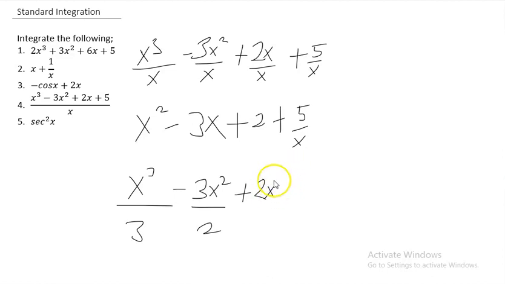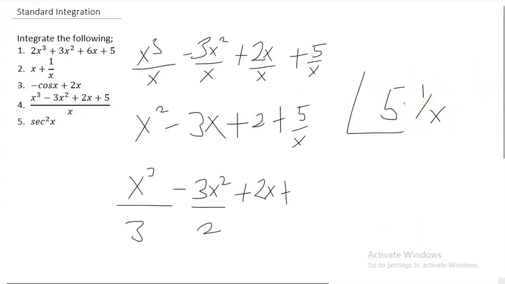Now 5 over x can be seen as 5 multiplied by 1 over x. We can remember that the integral of 1 over x is ln x, and 5 is a constant, so we can write this as 5 ln x, and this would be your answer.